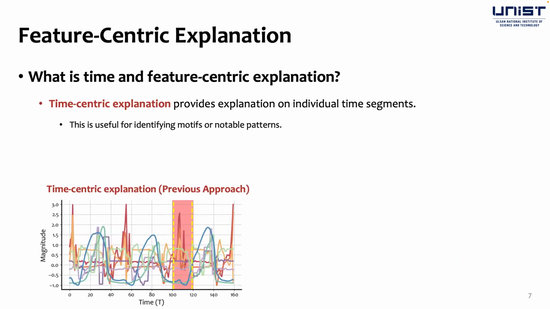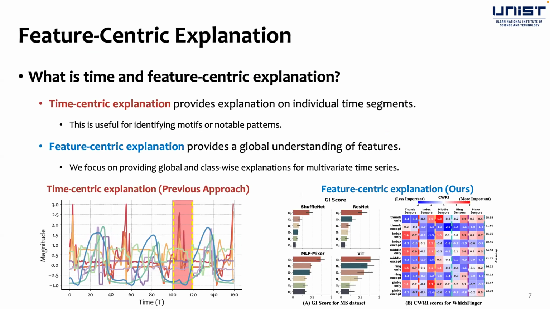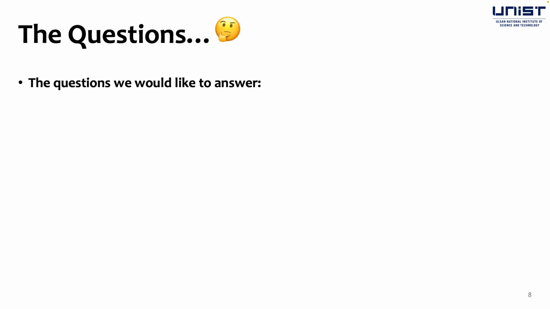So this kind of explanation is a time-centric explanation, where you highlight important time segments for model performance. Such explanation might be helpful in certain scenarios, but there are times when we need a more global understanding of the model and the data, such as knowing which features are globally or class-wise important. And I consider this as a feature-centric explanation of multivariate time series.